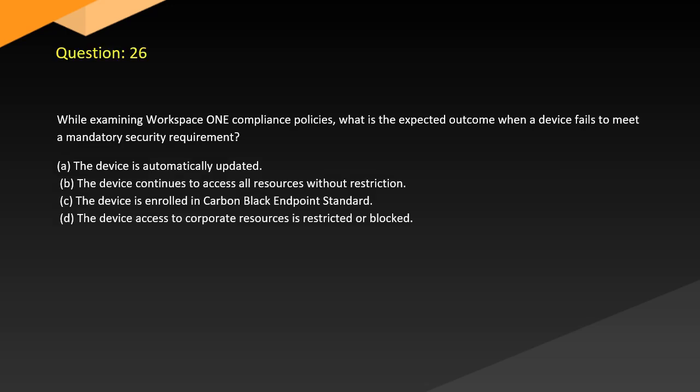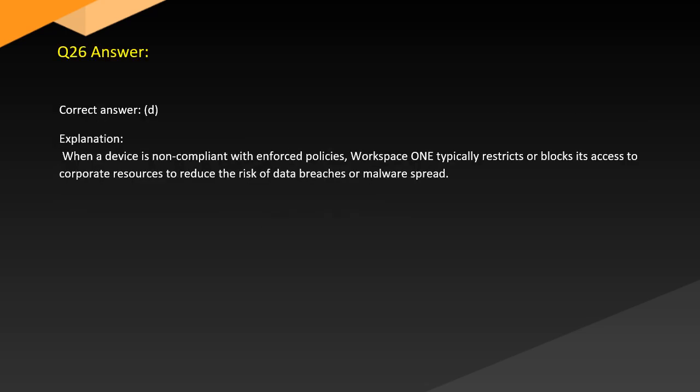Question 26. While examining Workspace ONE compliance policies, what is the expected outcome when a device fails to meet a mandatory security requirement? A. The device is automatically updated. B. The device continues to access all resources without restriction. C. The device is enrolled in Carbon Black Endpoint Standard. D. The device access to corporate resources is restricted or blocked. Answer. Correct answer: D. Explanation. When a device is non-compliant with enforced policies, Workspace ONE typically restricts or blocks its access to corporate resources to reduce the risk of data breaches or malware spread.